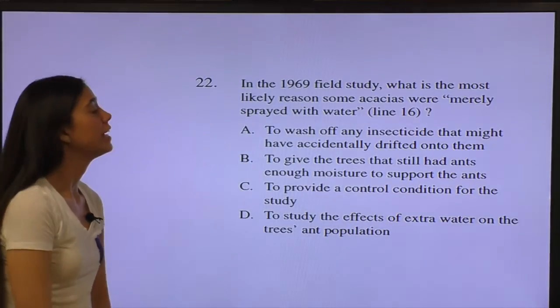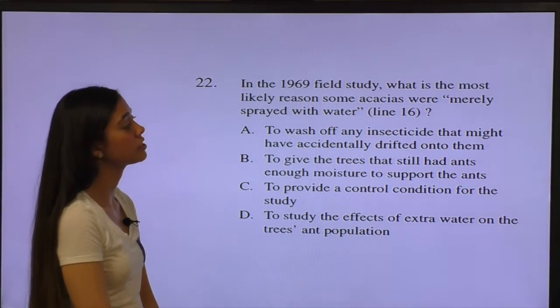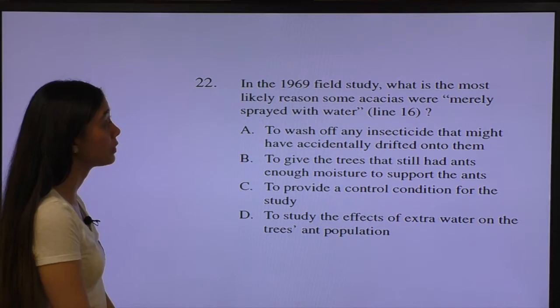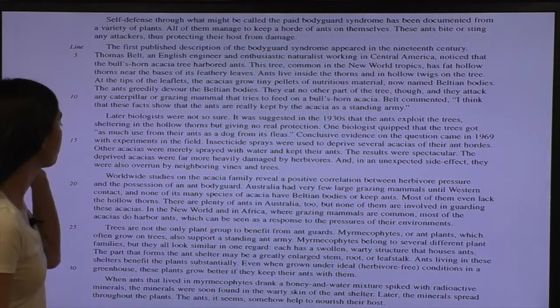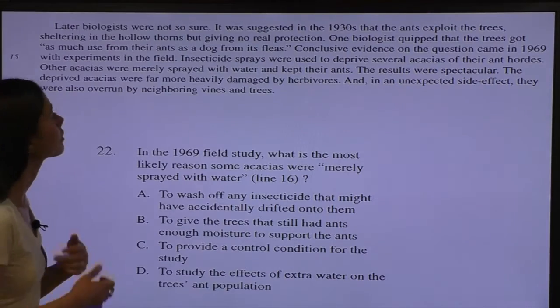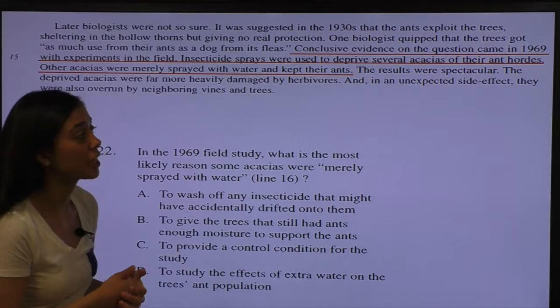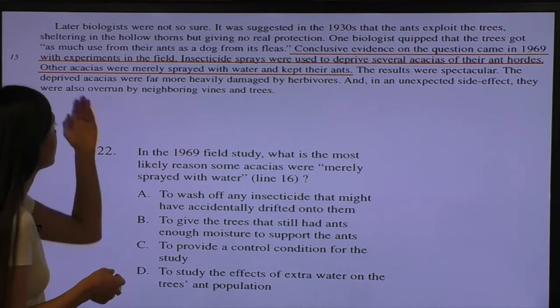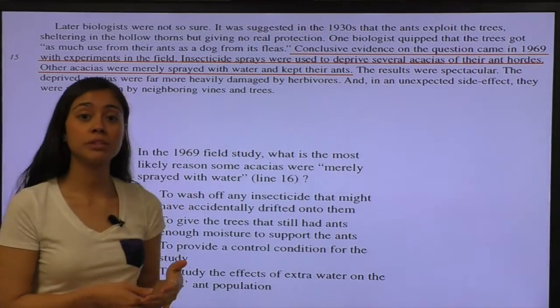Question 22. In the 1961 field study, what is the most likely reason some acacias were merely sprayed with water? So if we go back to our reading and focus on paragraph 3, specifically, we can see conclusive evidence on the question came in 1969 with experiments in the field. So in this case, they were experimenting with these plants.